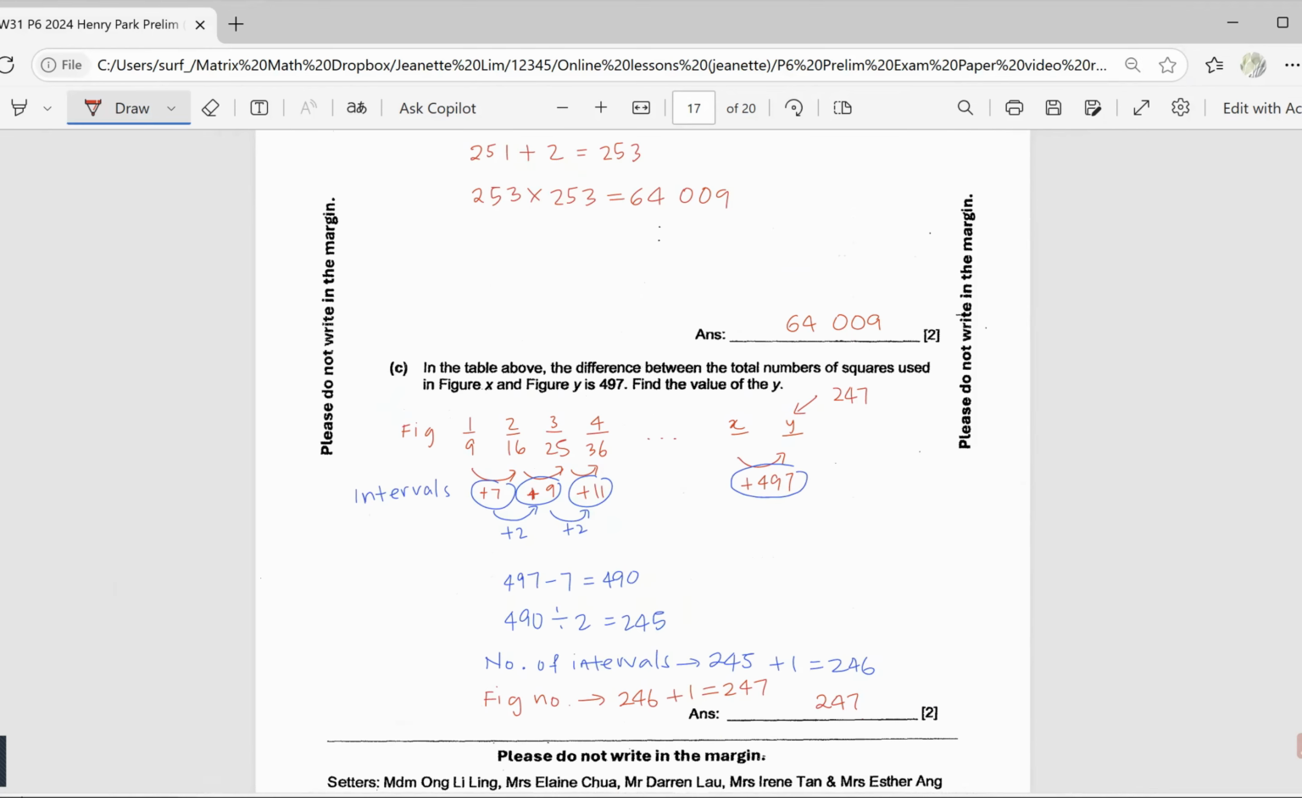Okay, so that's the end of this paper. This is for Henry Park Prelim Paper 2 2024.